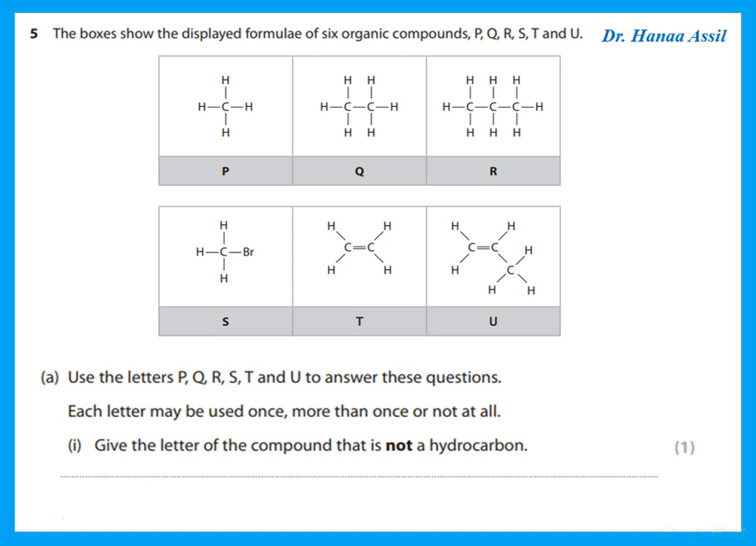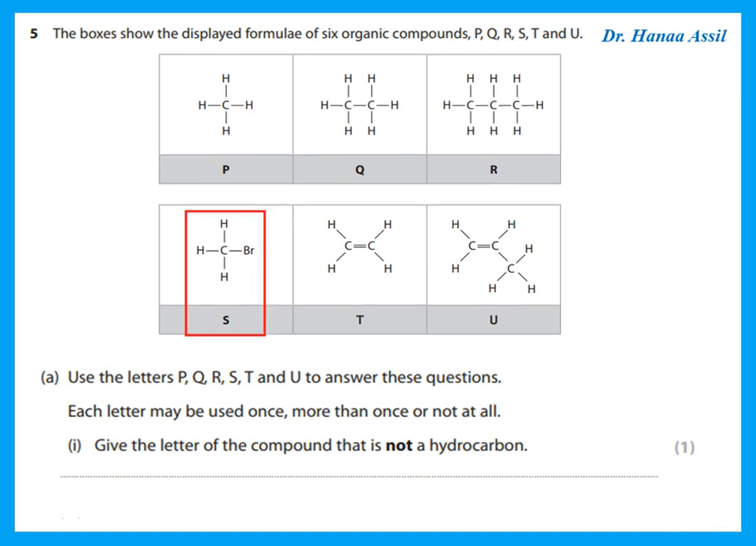And the first thing he wants you to do is give the letter of the compound that is not a hydrocarbon. Remember, hydrocarbon means it has carbon and hydrogen only. So which one is not a hydrocarbon? Of course, the one that has bromine in there is not a hydrocarbon. So my answer is compound S.